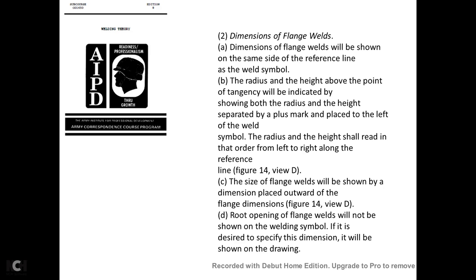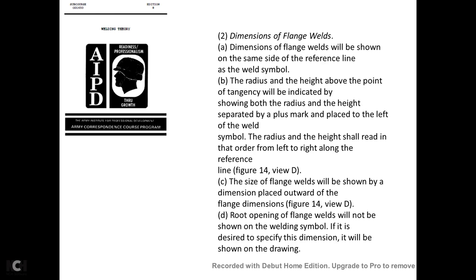The dimensions of flange welds. The dimension of flange welds should be shown on the same side of the reference line of the welding symbol. B. The radius and height above the point of tangency are indicated by showing both the radius and height separated with a plus mark and placed on the left of the welding symbol. The radius and height shall be read in order from left to right along the reference line. C. The size of the flange weld should be shown as the dimension outward of the flange dimension.